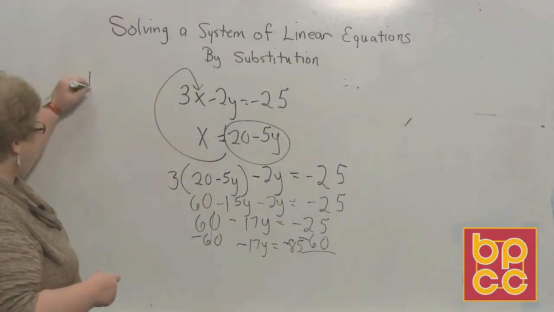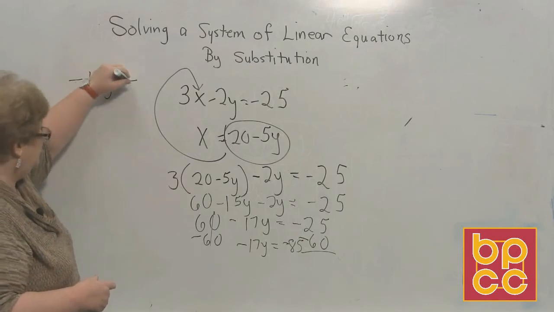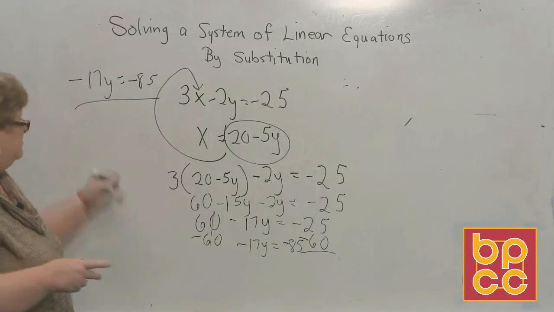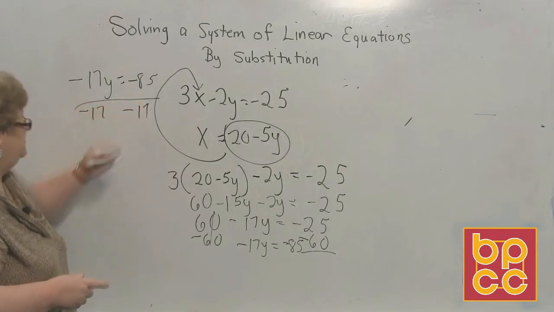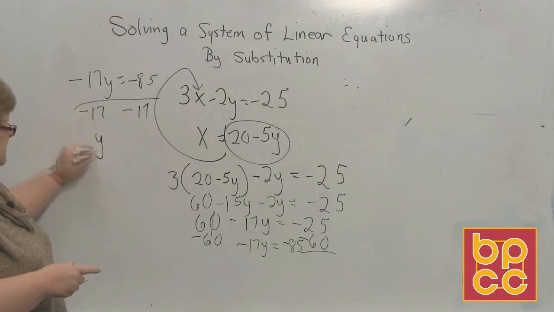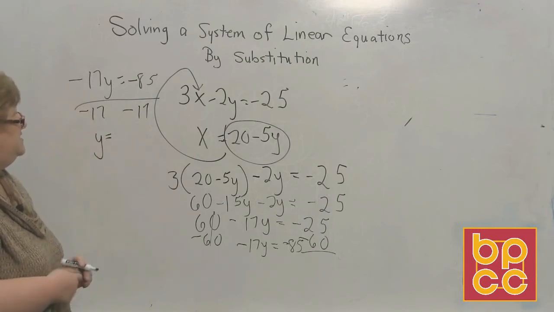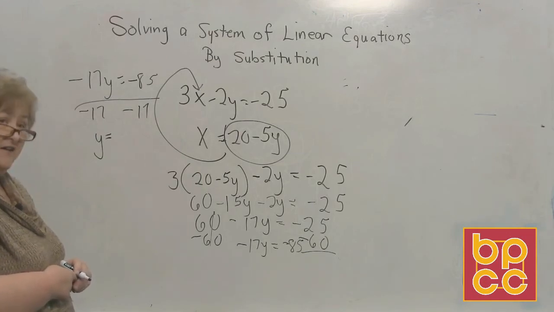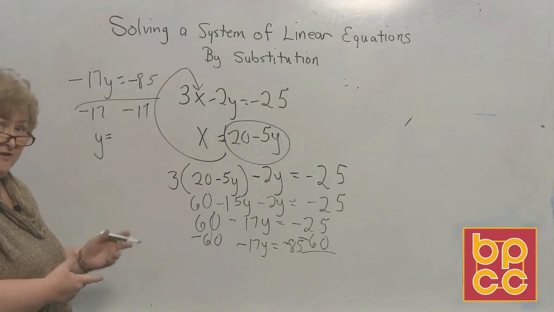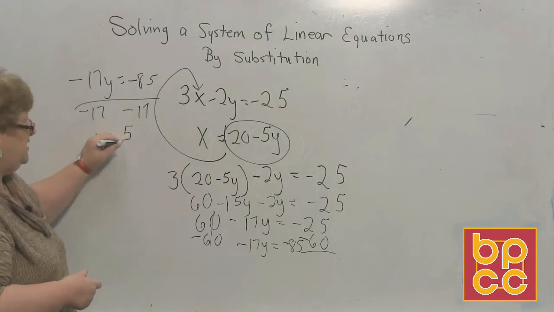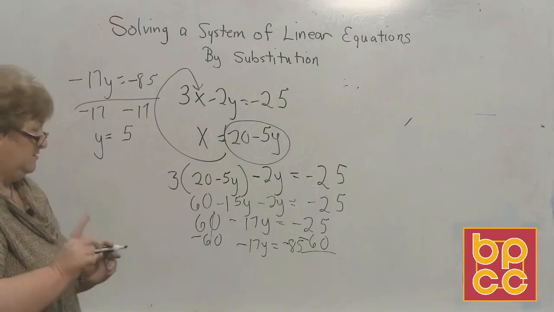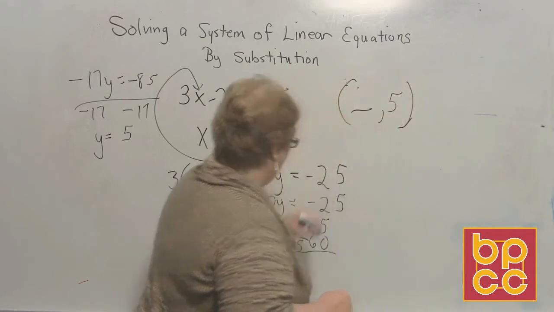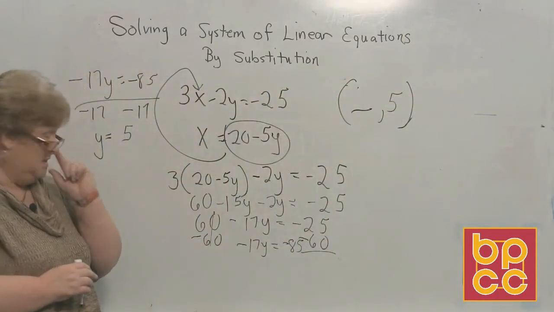So if a negative 17y is equal to a negative 85, I believe 17 will go into both those numbers. Negative 17, negative 17. 17 to 17 is going to be a positive y. And 17 into 85, I believe, is going to be a positive 5 because 17 times 5 is 85. Two negatives make a positive. So y is going to be equal to 5. Okay, let's write that down. If y is equal to 5, then we need to find out what x is.